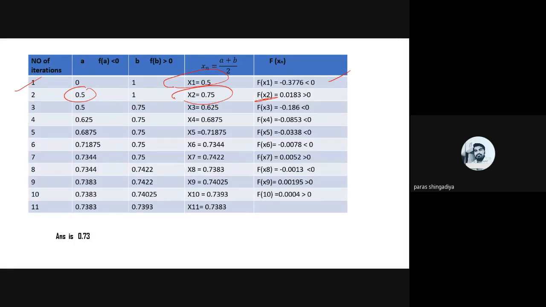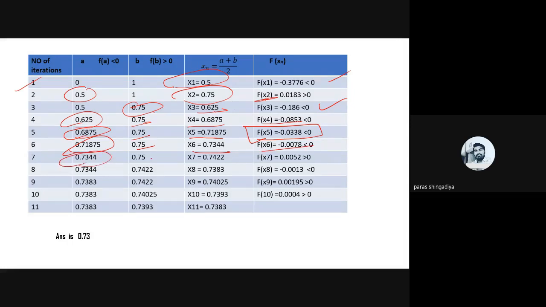Okay, and now 0.75 will be replaced in place of 1. Next interval, that is x3, and you will get the answer is negative, so 0.625 will be replaced in place of 0.5, that is 0.75. x4, that is f of x4, is still negative, so 0.6875 will be replaced here. 0.75 as it is, x5 is 0.71875, f of x5 is negative, so 0.71875 will be replaced here. 0.75 as it is, x6 is 0.7344, f of x6 is negative.